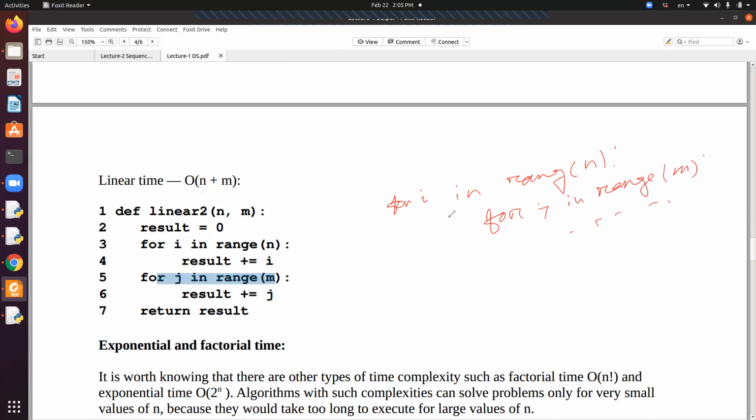Ekhane ekta ache. Tahole ki hoto? Tahole eta hoto big O n into m, tai na? কারণ এই দুটো তো গুণ হয় একটা আন্ডারে একটা থাকলে, তখন তো এটা যতবার রান করছে, এটা যতবার রান করছে, দুটো গুণ করলে পায় না? একটু আমরা 10 গুণ 10 করলাম না তো, যদি একটা 10 হতো একটা 11 হতো, কি করতে, 10 গুণ 11, তাই না? ঠিক সেরকম তাহলে n ইনটু m। কিন্তু যেহেতু এটা এই দুটো ফর লুপ ইন্ডিপেন্ডেন্ট, তাহলে আমরা কি করব, যোগ করব, ইনটু হবে না। তাহলে big O n plus m, কারণ এটা n বার ইটারেট করছে, এটা m বার ইটারেট করছে। তাহলে আমরা বলবো big O n plus m.